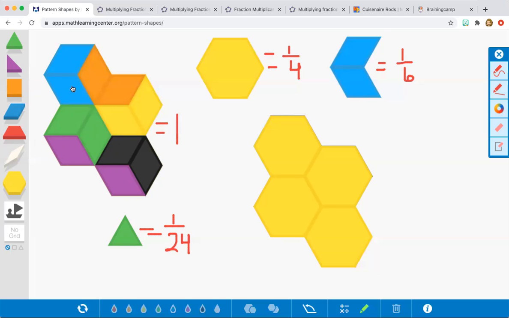And then, yeah, you guessed it. How much is 1 rhombus? There we go. 1/12. It's half of a sixth. 1/2 of 1/6 is 1/12. Or again, how many of these blue rhombi fit in? There were 12 of them that fit in this whole.